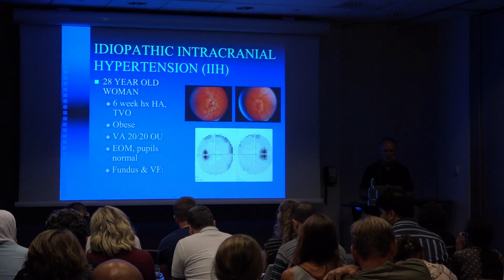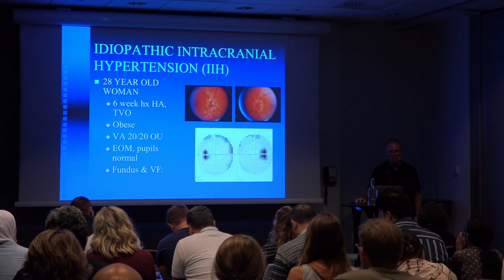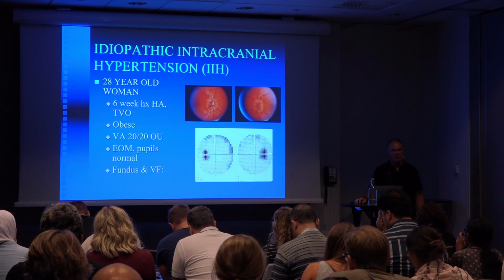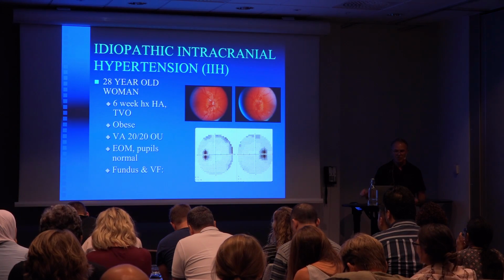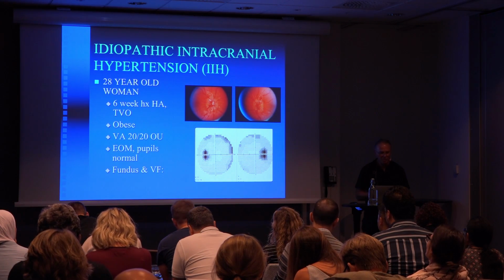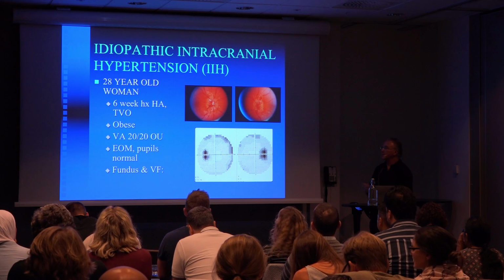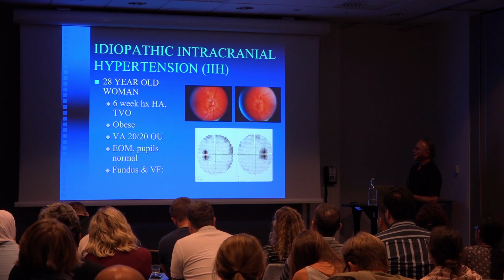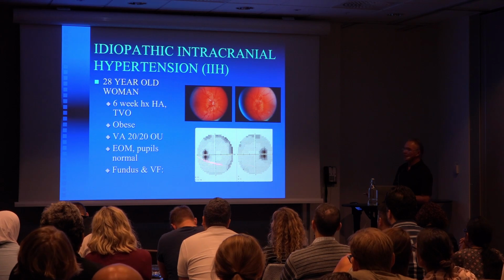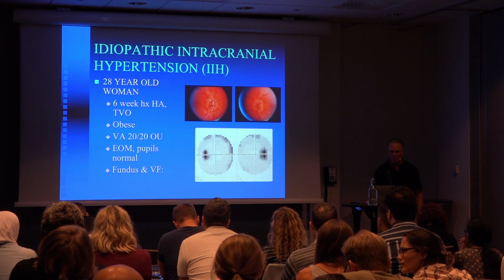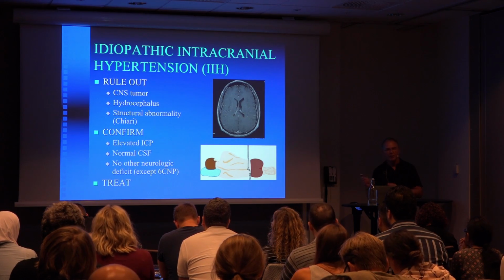Here's a typical case. 28-year-old woman, 6-week history of headaches, transient visual obscurations. She's obese, she has 20/20 vision, normal eye movements, normal pupils. The fundus looks like this, bilateral papilledema, and the visual fields look like this, blind spot enlargement, but no other loss of vision in this particular case. So what do you do for that case?